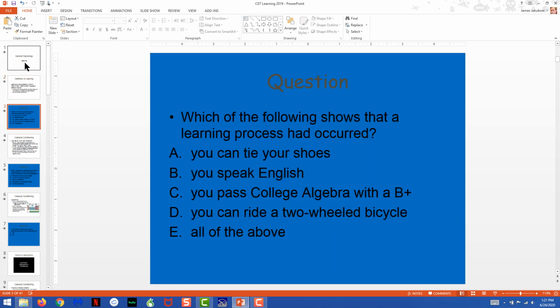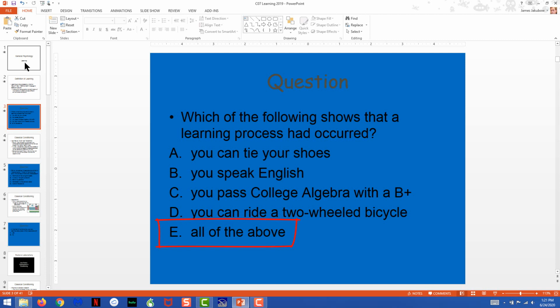Now let's take a basic question regarding this definition. Which of the following shows that a learning process had occurred? And the correct answer there is E, all of the above. Each of the answers, A through D, all reflect that behavior has changed because none of them are basic reflexive responses that you would see at birth.